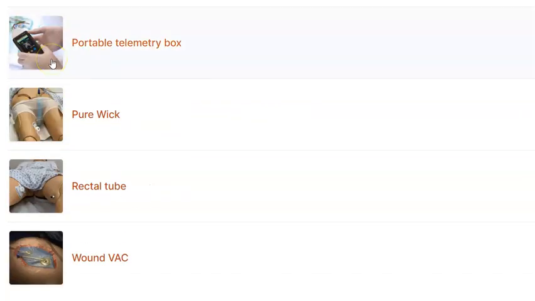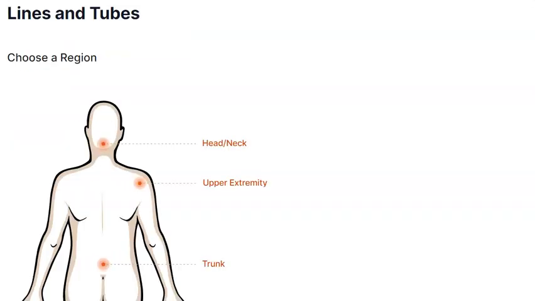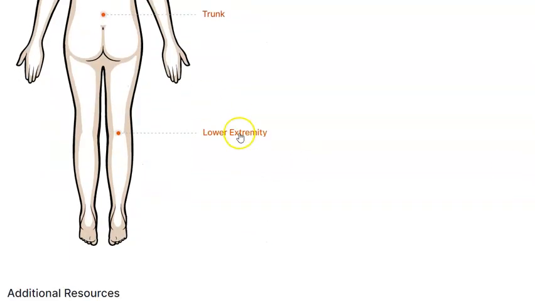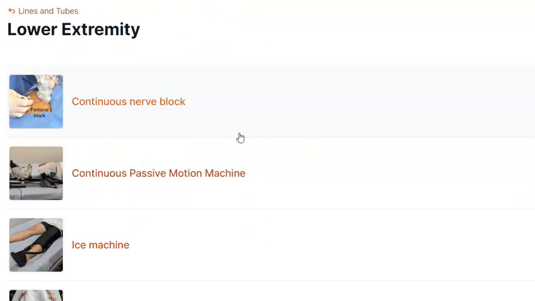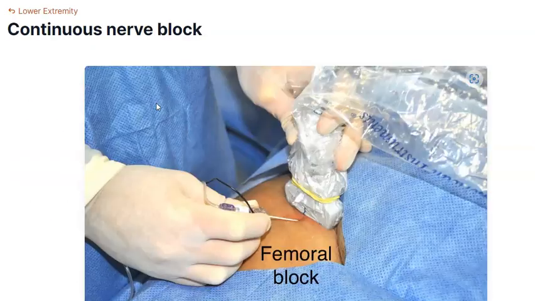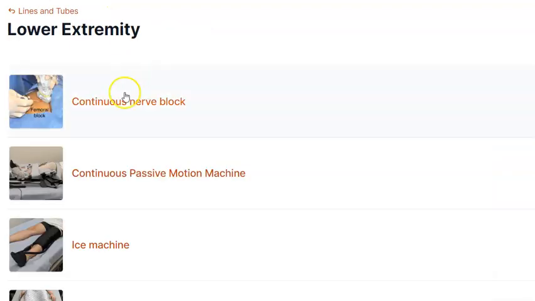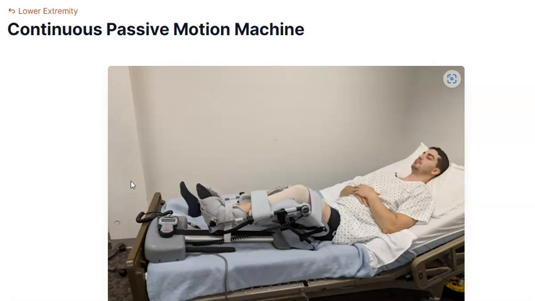Let's see. There's also a rectal tube that you can look at here. So this would be a continuous nerve block. So this would be like a femoral nerve block, and what that would look like and how it would be in place with, they're using an ultrasound to be really precise of where that would go to. This would be like a CPM machine. So continuous passive motion. So you'll definitely probably be maybe setting one of these up.